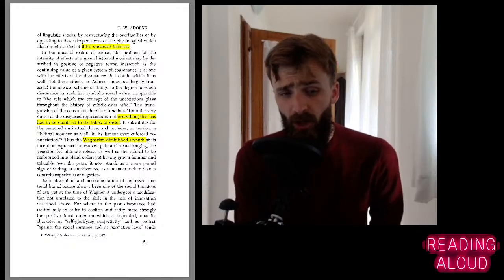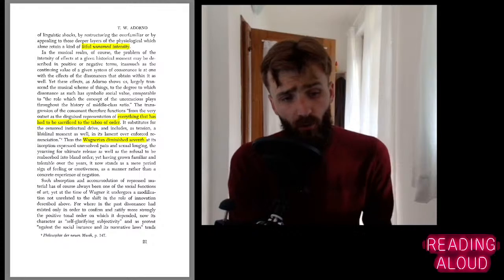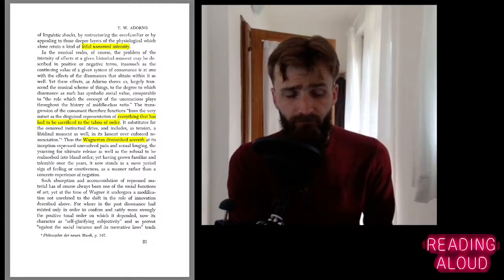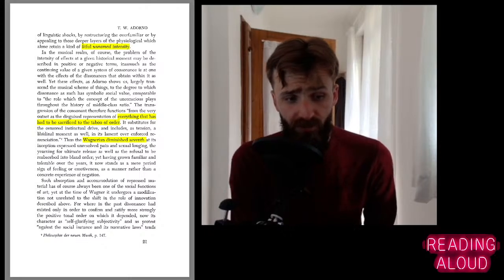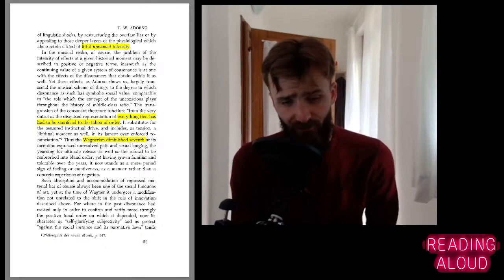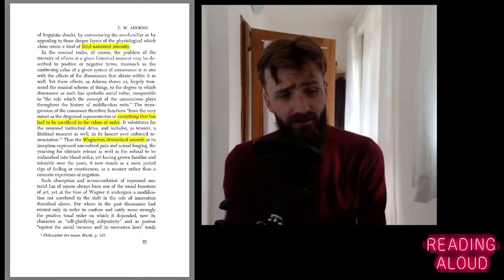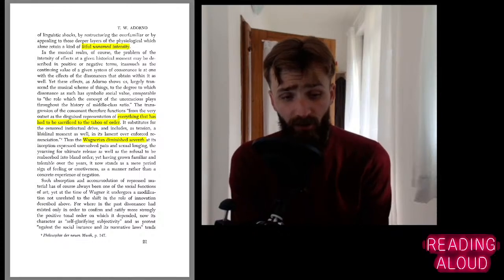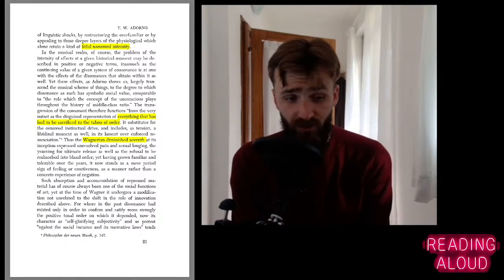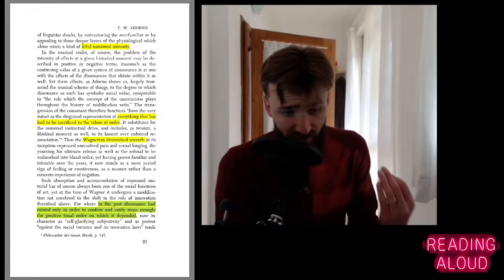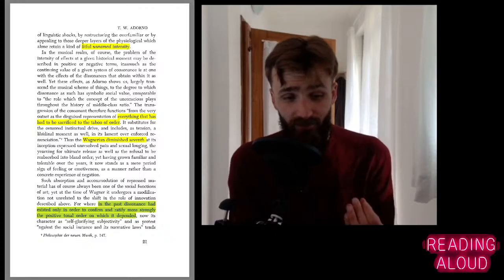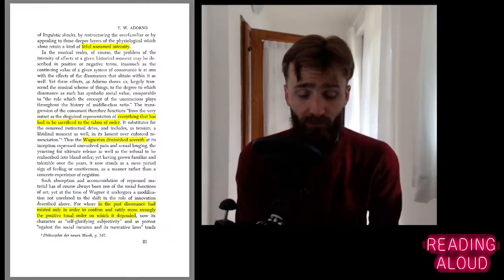Such absorption and accommodation of repressed material has of course always been one of the social functions of art. Yet at the time of Wagner, it undergoes a modification, not unrelated to the shift in the role of innovation described above. For where in the past dissonance had existed only in order to confirm and ratify more strongly the positive tonal order on which it depended, now its character as, quote, self-glorifying subjectivity, end quote, and as protest against the social instance and its normative laws, tends to become an end in itself.